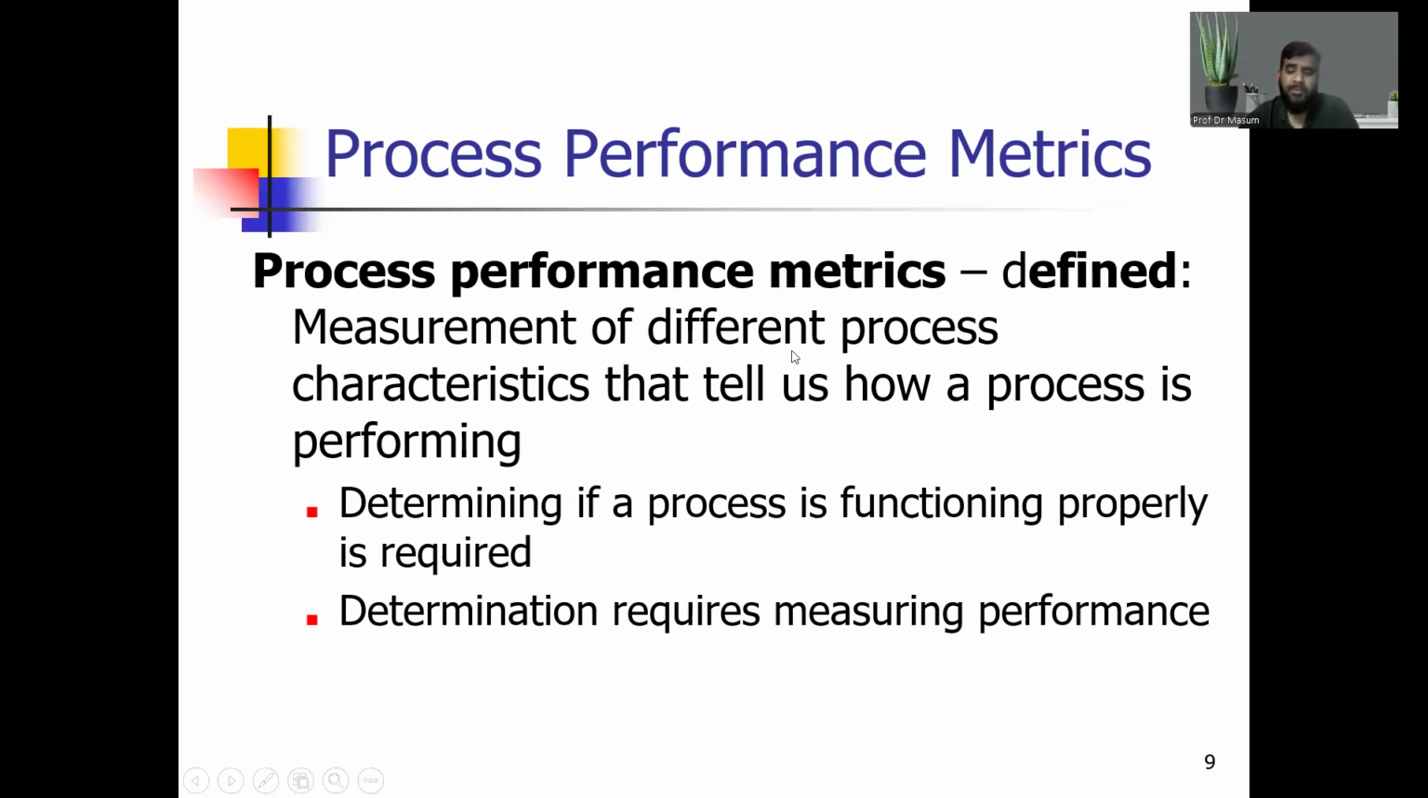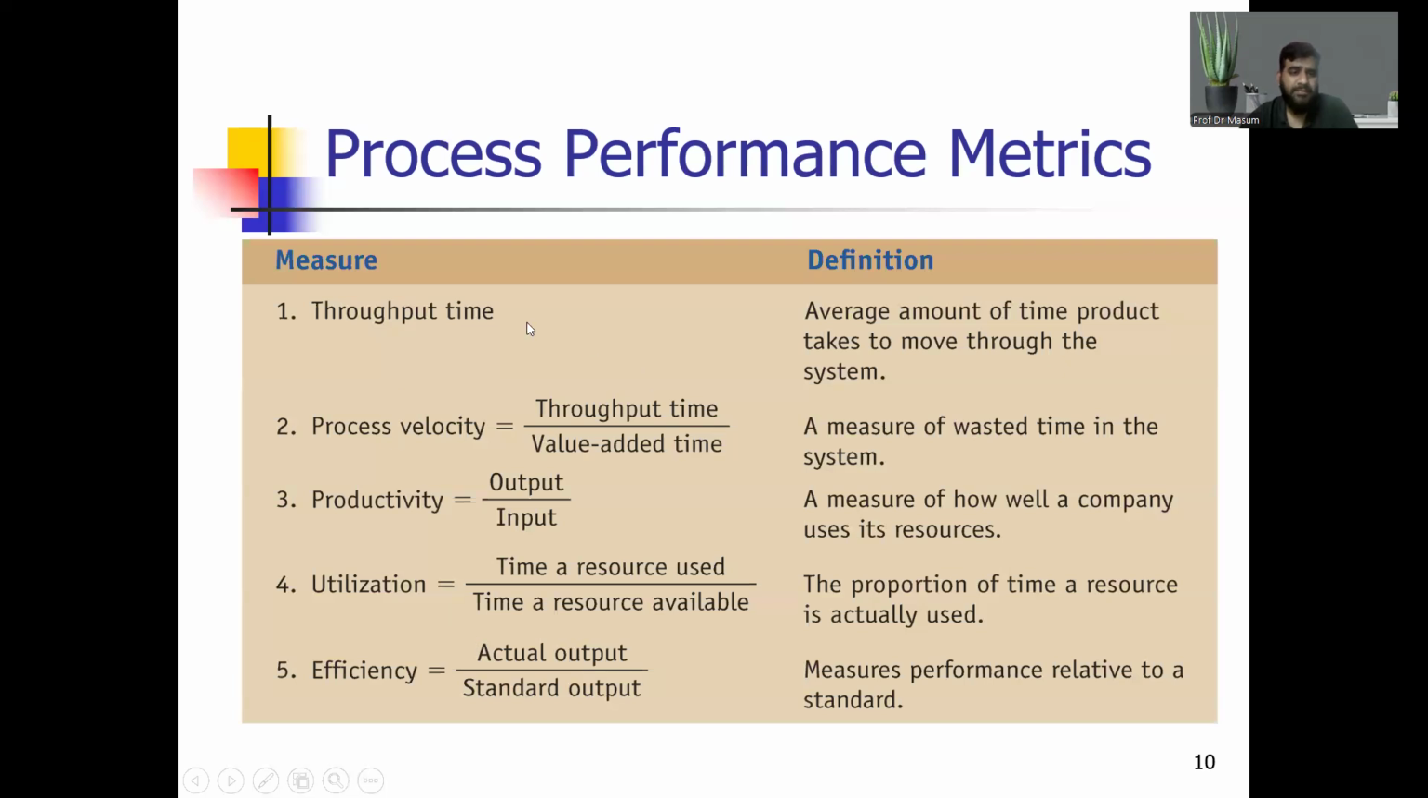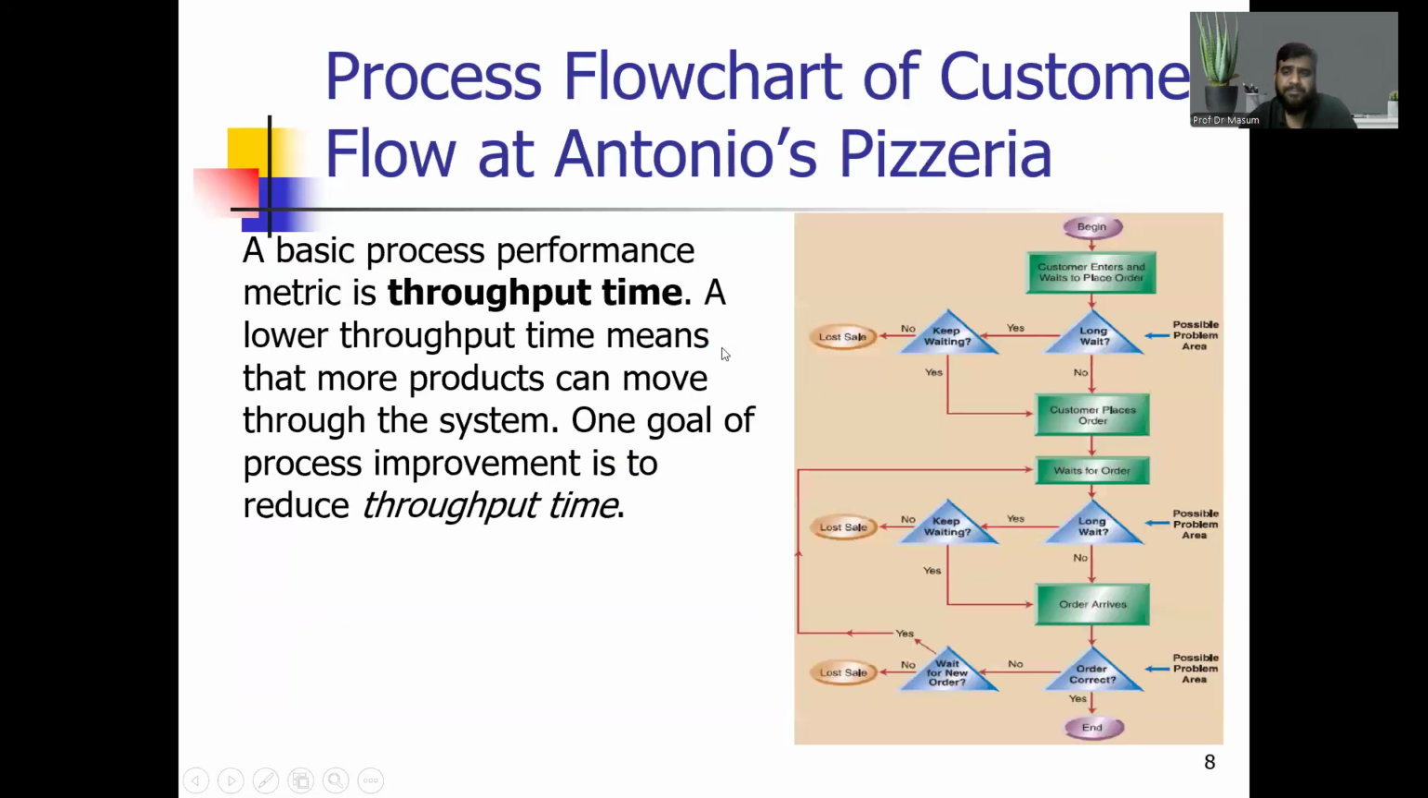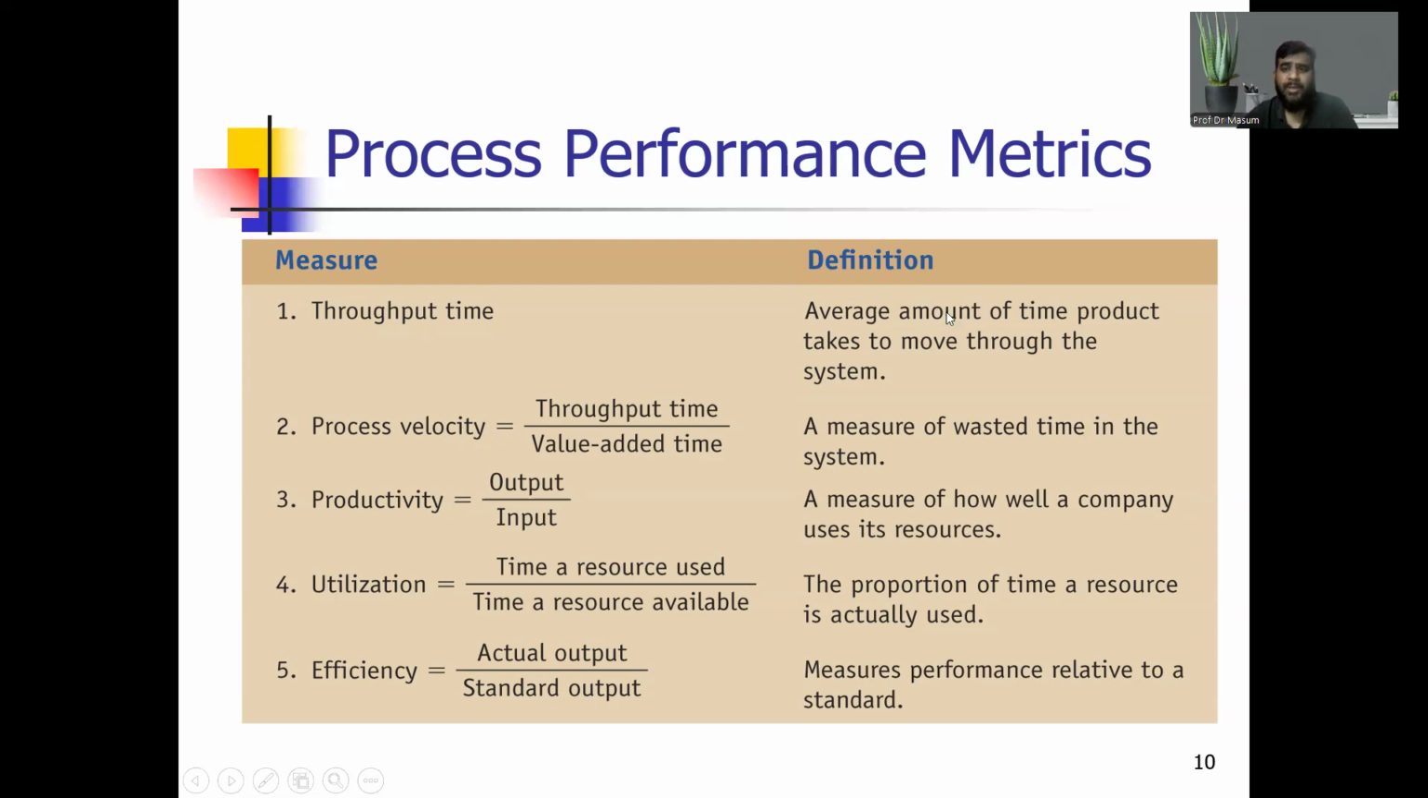Using this throughput time, we can calculate several metrics. These are the process performance metrics. Say, in a garments factory there are 4 production lines. What will you do? You will calculate the throughput time of each production line. What is throughput time? The time from beginning to end of manufacturing the product, the average amount of time a product takes to move through the system. And you can calculate process velocity.